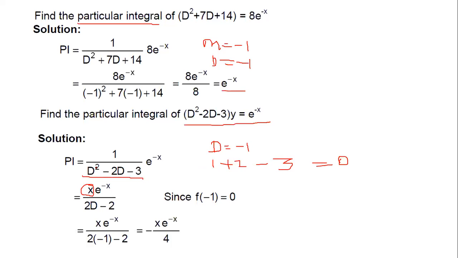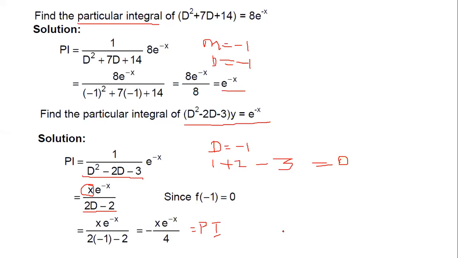That means differentiation of D square plus 2D is 2D minus 2. So 2D minus 2, now once again you have to substitute D equal to minus 1 in the denominator. So if you are substituting D equal to minus 1 in the denominator, 2 into minus 1 minus 2, that is minus 4. So the particular integral is x into e power minus x by 4.